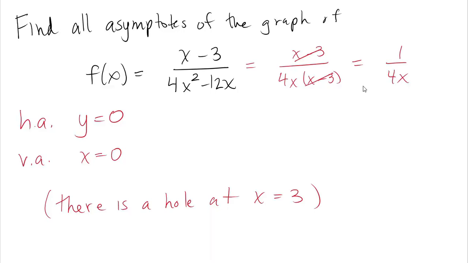So we've defined what a rational function is, and we've determined the rules for finding the vertical asymptotes, the horizontal asymptotes, and the holes in the graph.